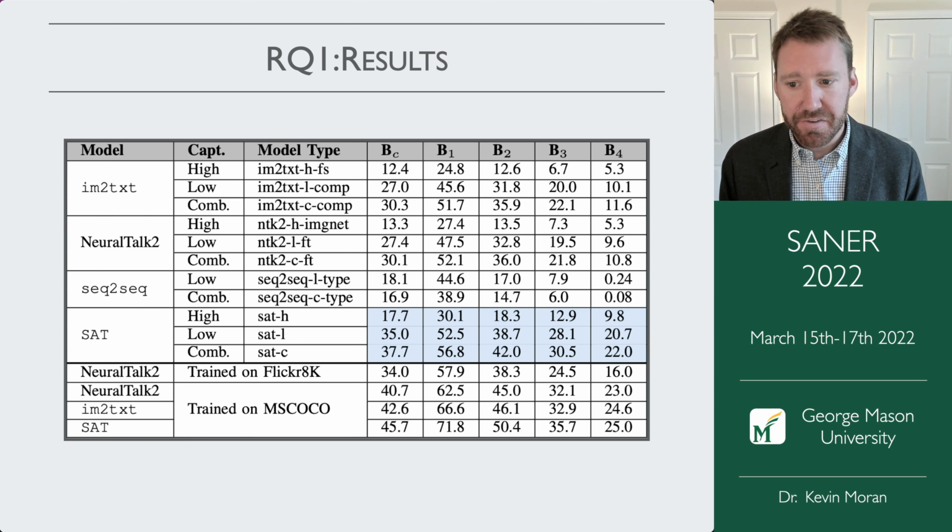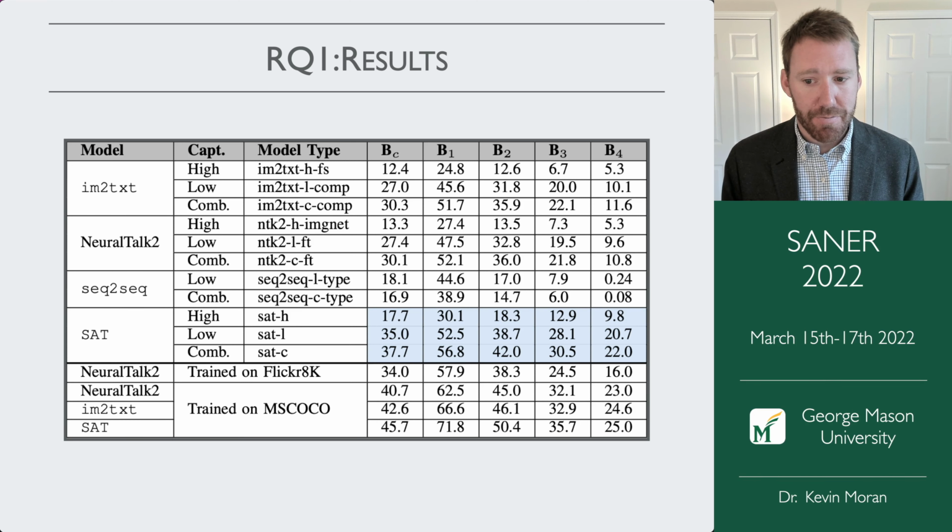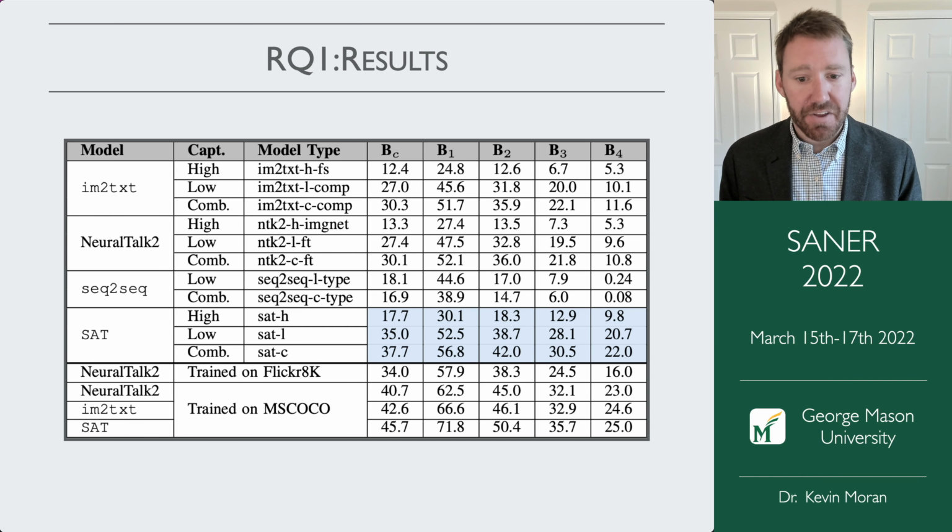So first is that the seq-to-seq model operating on the metadata did not perform very well. In fact, it really didn't even converge for the high-level captions. The Show, Attend, and Tell model, the SAT model in this table, performed the best overall for all configurations.